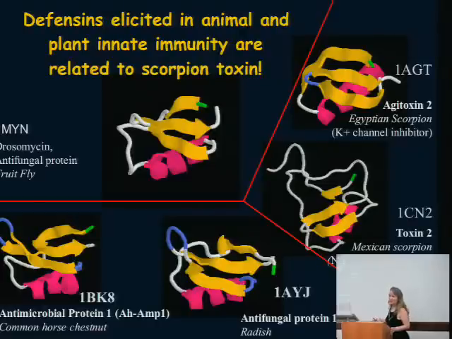And you can look at their 3D structures and see that they have a common ancestor and that the fold has been maintained through evolution. Here's an antimicrobial protein, here's antifungal, and here's antifungal. But curiously, they're also related to scorpion toxin. And you can see this by comparing their three-dimensional structures. But this is part of the offense, and these are part of the defense. So the common mechanism appears to be permeabilizing membranes.